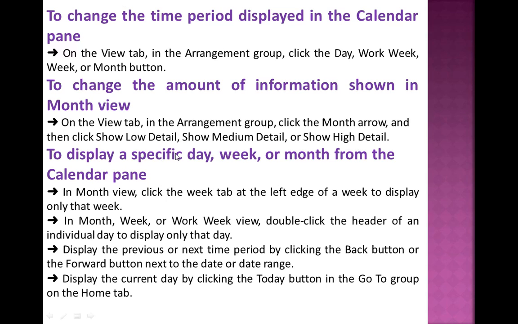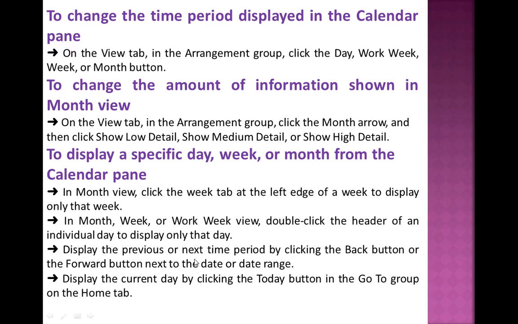Then, how to display a specific day, week or month from the calendar pane. In the month view, click the view tab, week tab at the left edge of the week to display only that week. In the month, week or work week view, double click the header of an individual day to display only that day. Means you can display a specific day, week or month from the calendar pane.